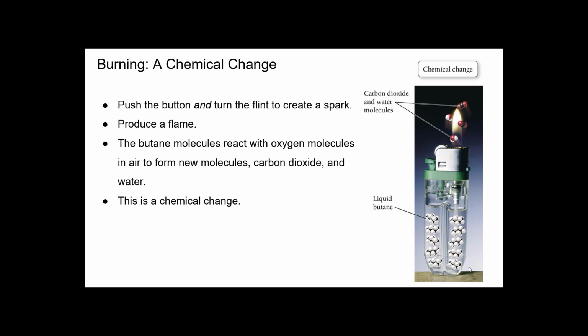Burning, a chemical change. Push the button and turn the flint and it'll create a spark. And now you produce a flame from those butane molecules. The butane reacts with oxygen. The oxygen allows this to happen in the air, and it forms carbon dioxide and water. You may not always see the water because it could be a gas, but this is a chemical change.